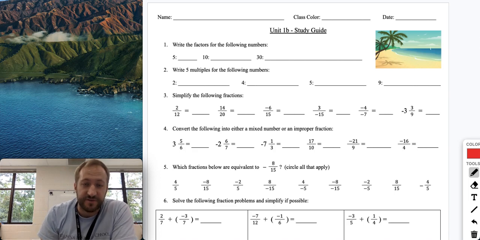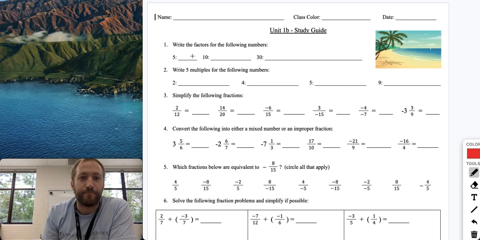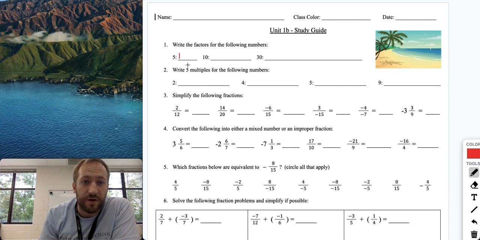So, the numbers that go into 5, let's see, where's the pen? There we go. The numbers that go into 5 are 1, because 1 is a factor for every number. I can actually go and list 1 for all these numbers. 1 goes into every single whole number. Okay? So we got 1 and we got 5.